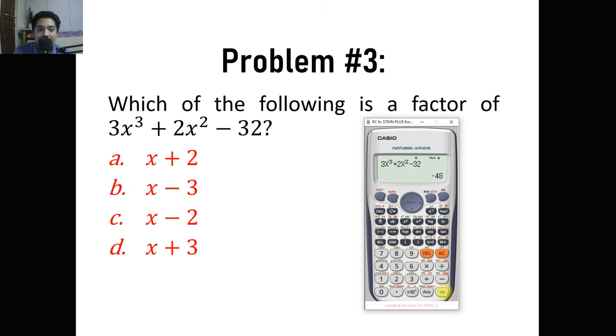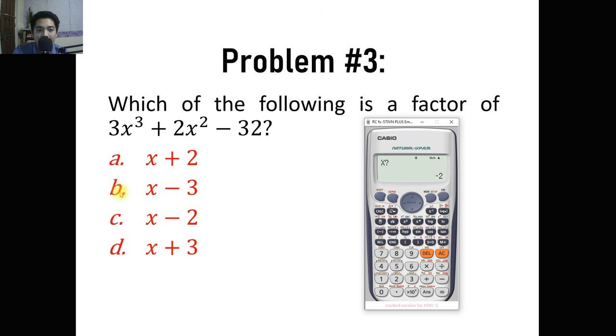So number 1 is incorrect because when we divide this by the factor theorem, it has a value of negative 48, which is not equal to 0. So again, we try to solve again. No need to rewrite all of this. Okay, so you have to be careful on pressing the buttons of your calculator.